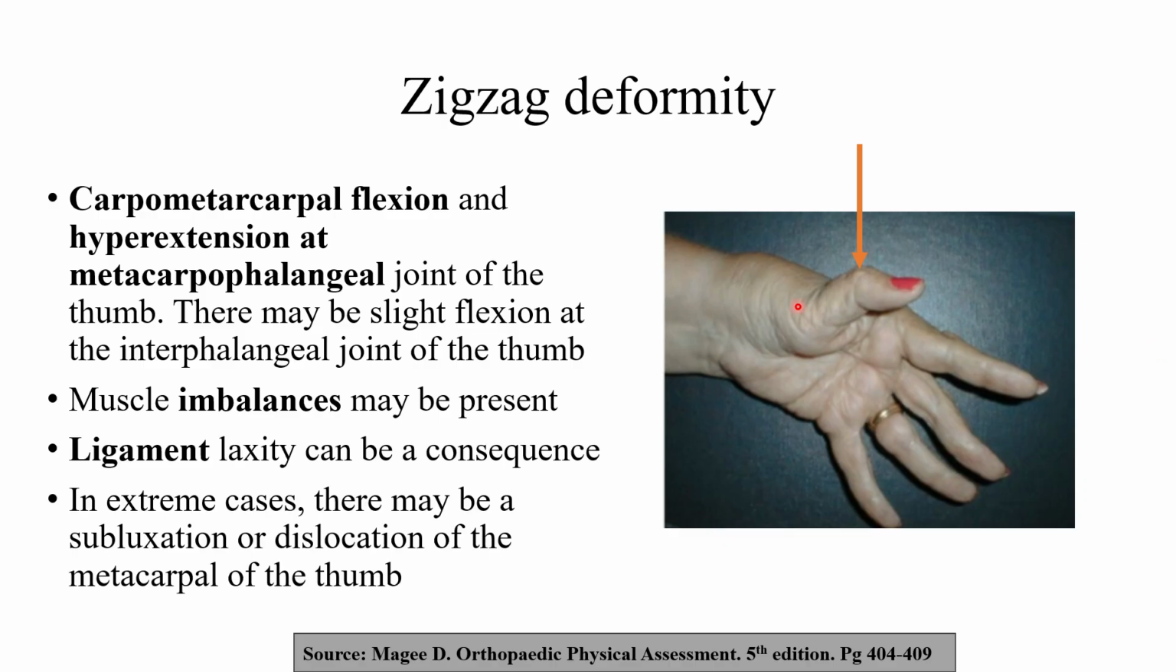Because there is flexion somewhere, extension somewhere, again flexion somewhere, the muscles undergo a lot of imbalance, and wherever the thumb is involved in grip making, except hook grip, the grip strength can be affected as a consequence of the zigzag deformity. If you let this disease advance and allow the deformity to progress, there can be subluxations and dislocations of the metacarpal of the thumb in the future.